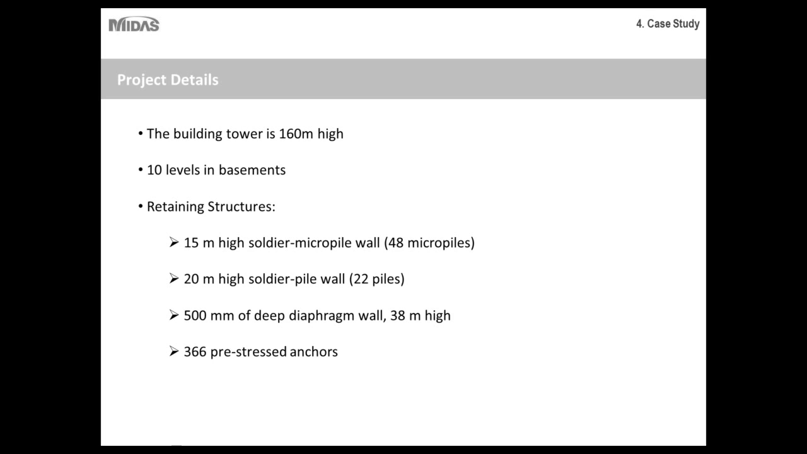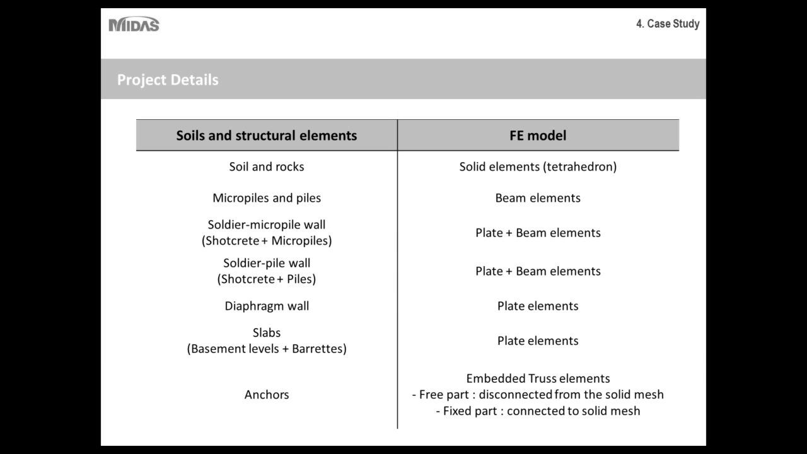The tower building is 160 meters high, with 10 levels in the basement. Retaining structures include 15-meter-high soldier micropile walls with 48 micropiles, a 20-meter-high soldier pile wall with 22 piles, a 50-millimeter-thick deep diaphragm wall that is 38 meters in height, and 366 pre-stressed anchors were used. So the 3D model should have all these components modeled precisely at the exact location, so that they can assess whether, for designing these members, the accurate forces are obtained or not.